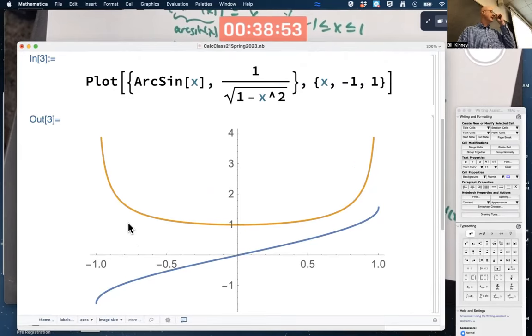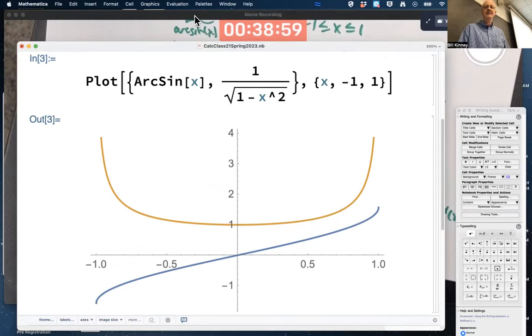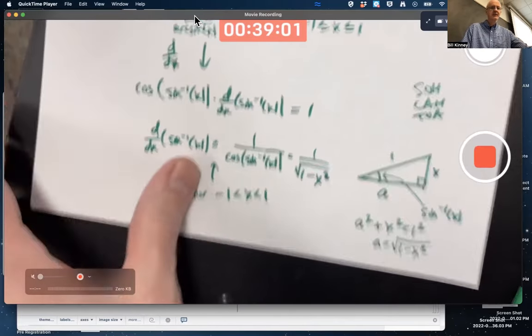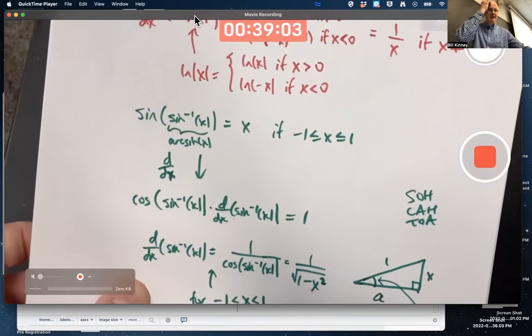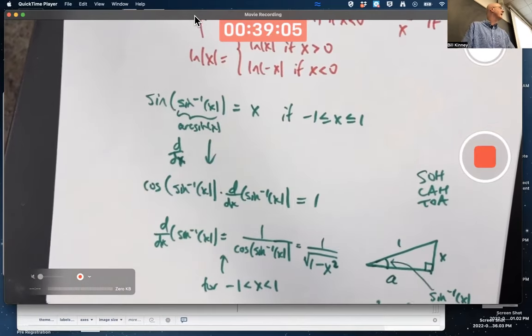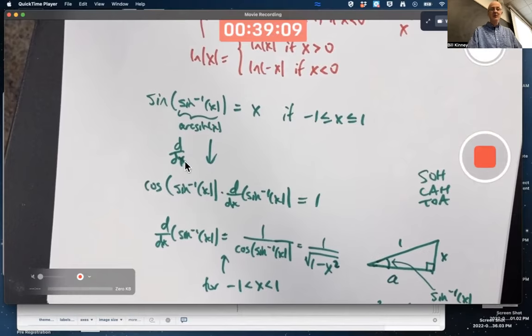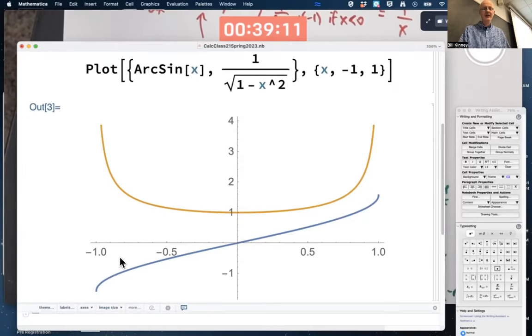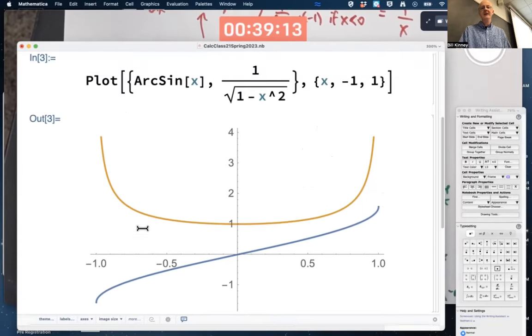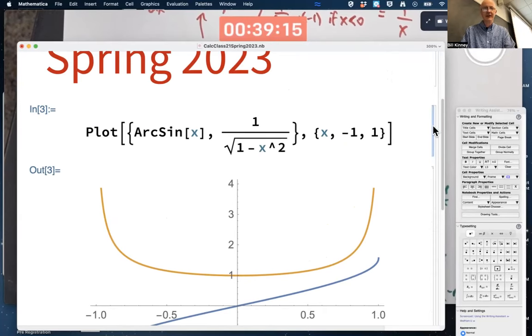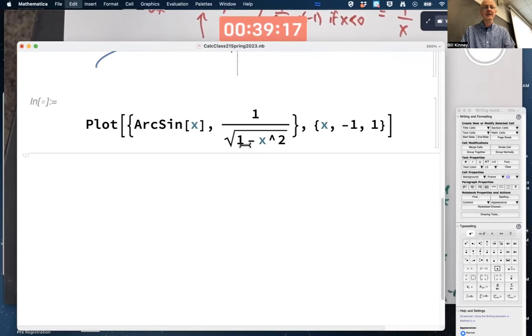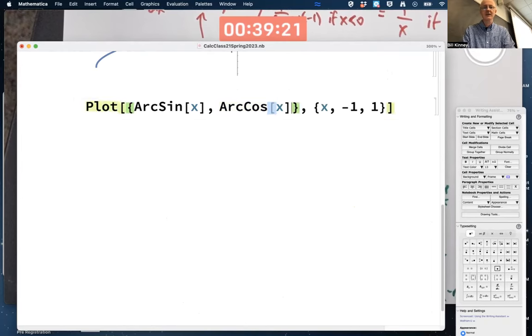What about inverse cosine? Once again, I could derive it the same kind of way, the same method that I just did here with inverse sine. For fun, let's do it a different way. Let's think about it graphically, the relationship between inverse sine and inverse cosine. In Mathematica, arc cosine.